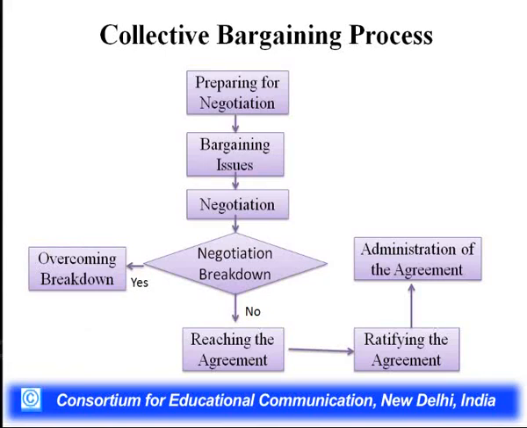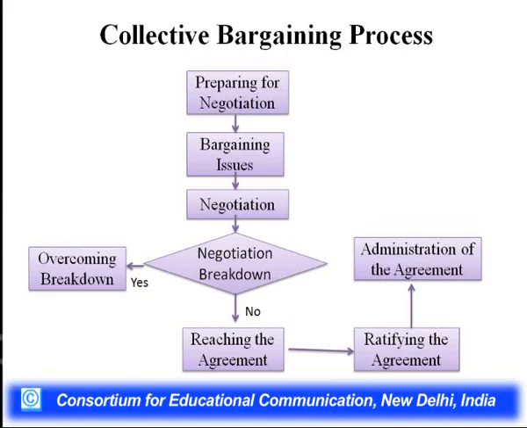Then we have another important process within collective bargaining. If any dispute arises, then at the initial stage the preparation of negotiation starts, which leads to the bargaining issues. Different issues need to be reflected and can be negotiated with the organization. So the trade unions are negotiating with the employer on behalf of the different employees or set of employees.